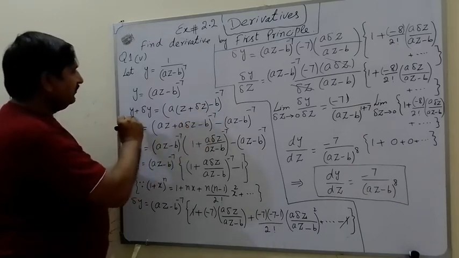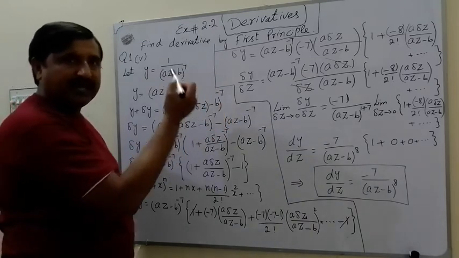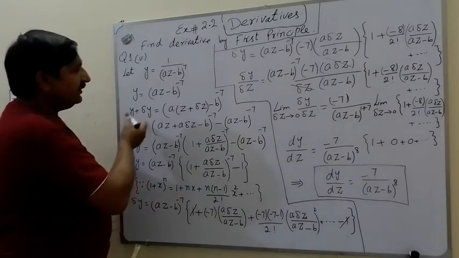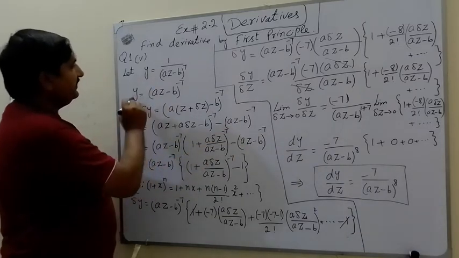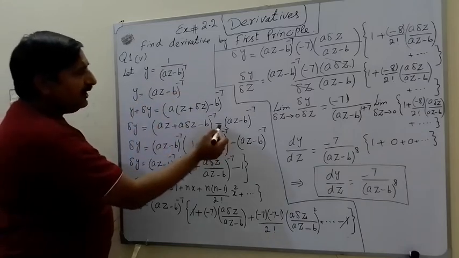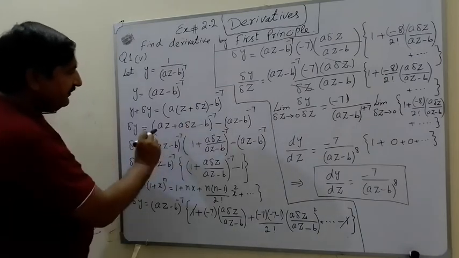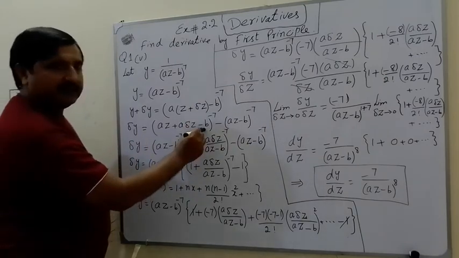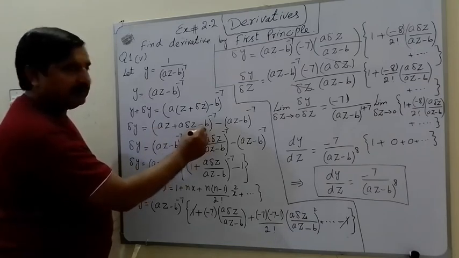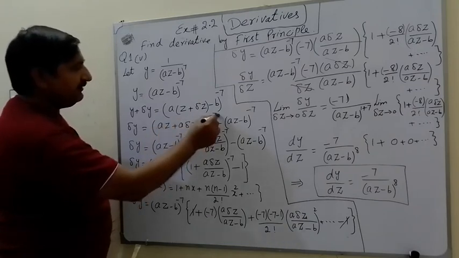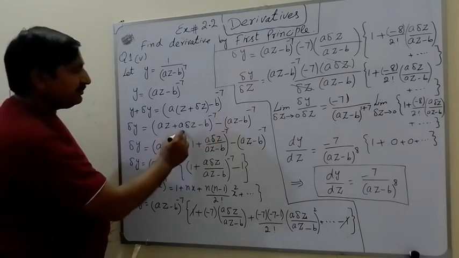And this y, I move from left to the right, so its sign becomes negative. So it becomes minus y, and instead of y I write its value, which I have written here. So minus (az minus b) raised to power minus 7. In the next step, (az minus b), the first and the third terms, I take common from this whole bracket having minus 7 power, then it becomes (az minus b) raised to power minus 7.